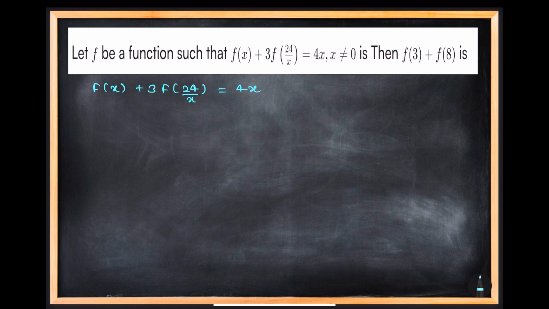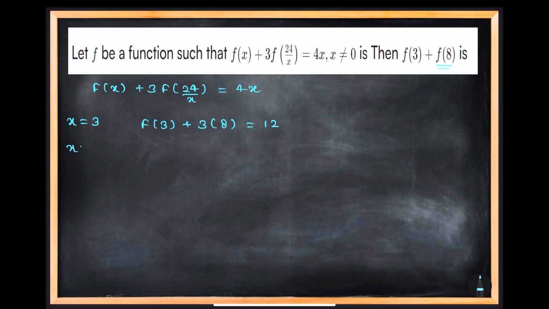So first you have to find out f3 and then you have to find out f8. So what should we do? Just directly replace x with 3, the first value. So we get f of 3 plus 3 times f of 24 by 3, which is f8. Now 4 3s are 12. Done.